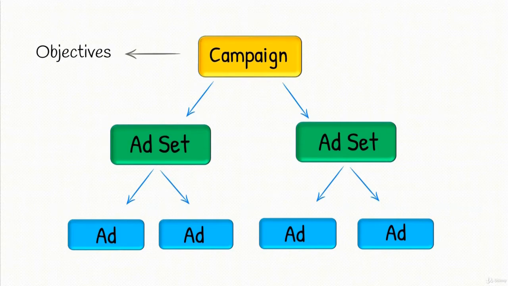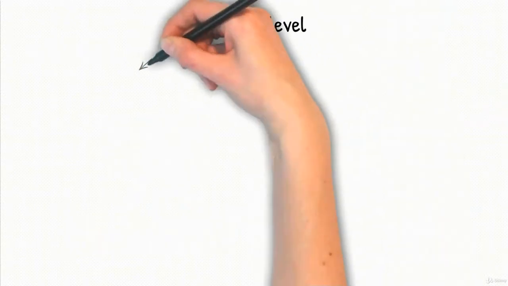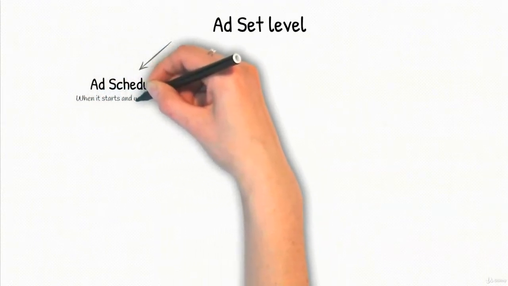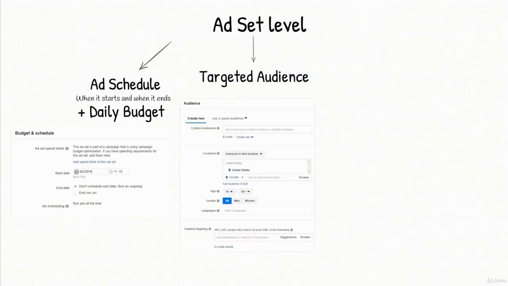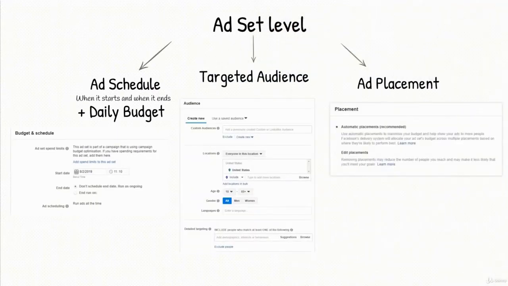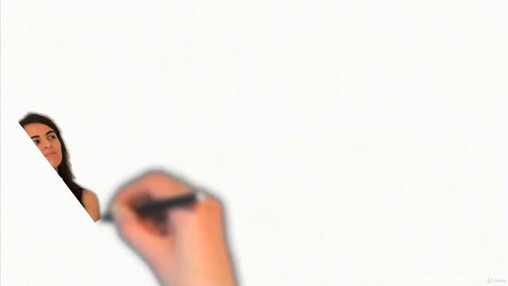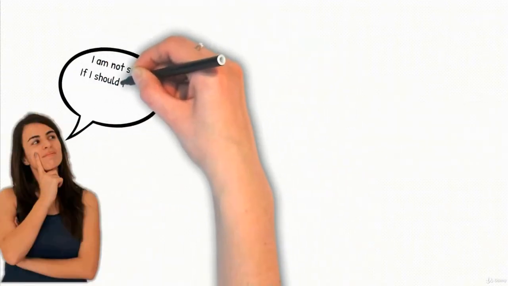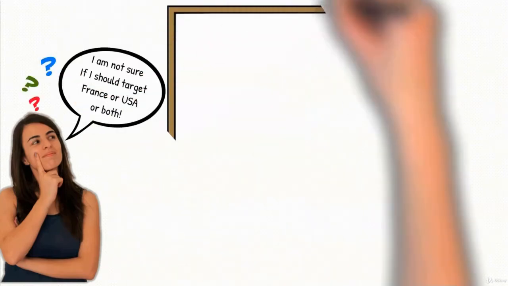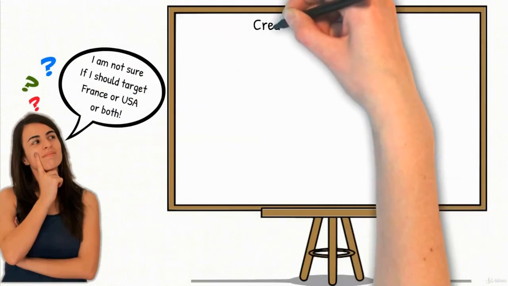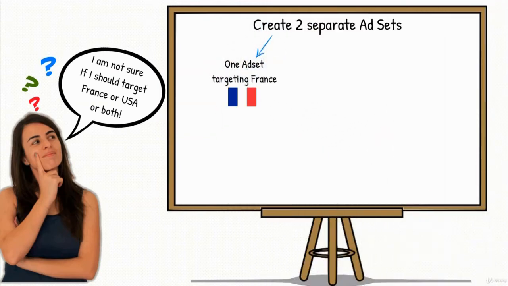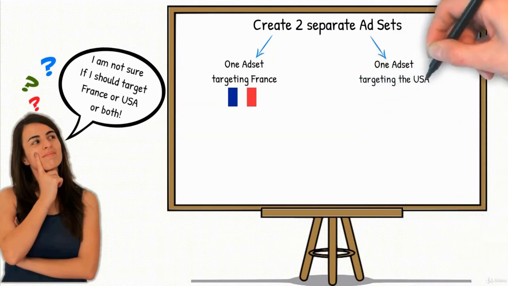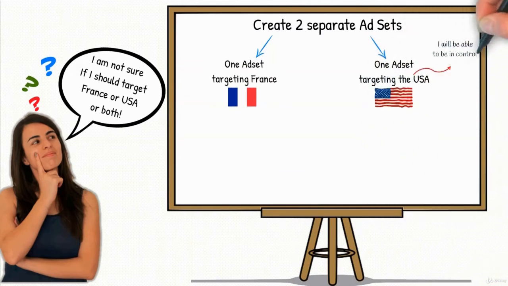So let's get back to the ad set level. At this level, you choose the schedule of your ad, when it starts and when it ends, your daily budget, the audience you want to target, and the ad placement. Let's say I want to target people in France and people in the USA, and I'm not sure which location will work best for me. I can create 2 separate ad sets, and I tell Facebook to target people in France in the first ad set and people in the USA in the second ad set. In this way, I will be in control.